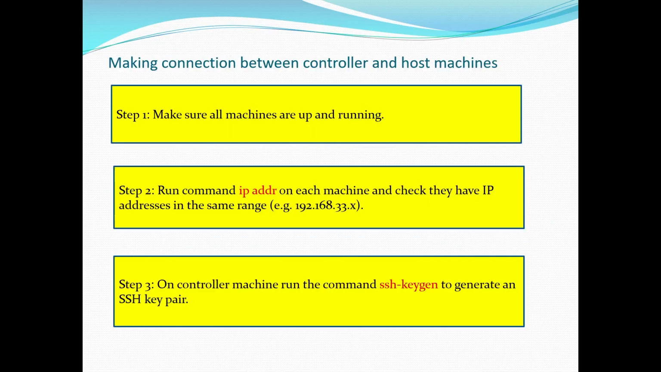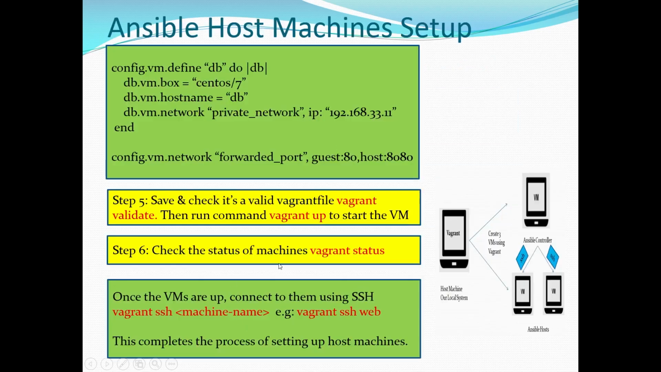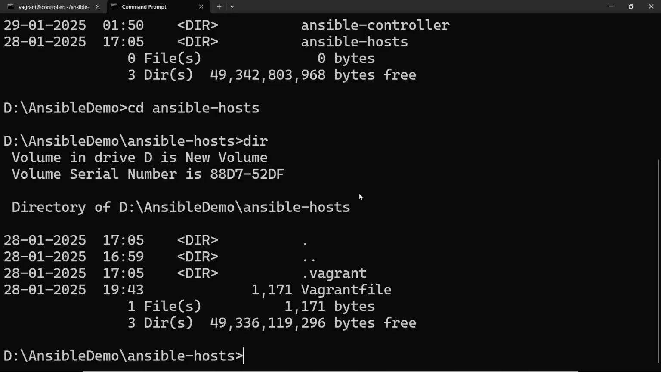Now let's go to the slide, and you can see we have to bring up both the machines. You can see here, Vagrant up. First validate the file. We can do one thing. I'll just go here and I'll say vagrant validate.